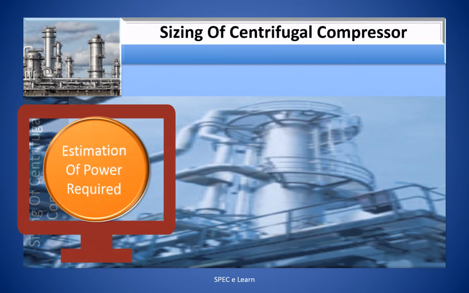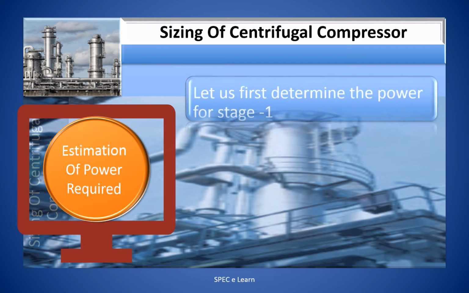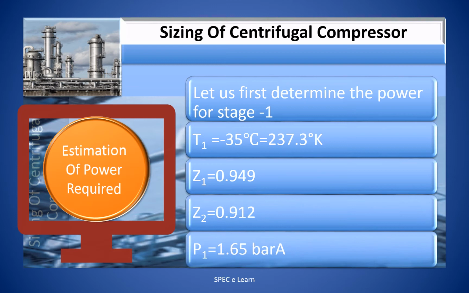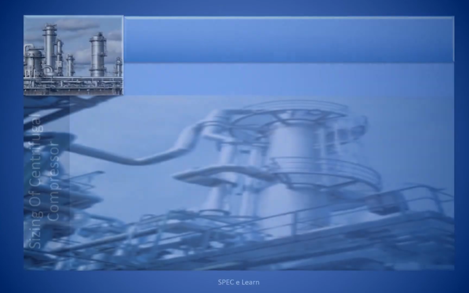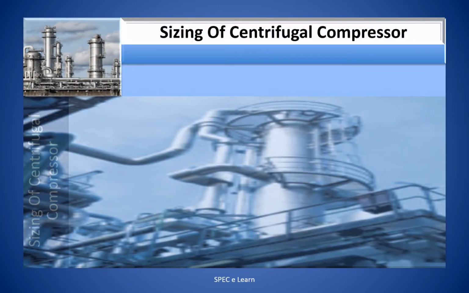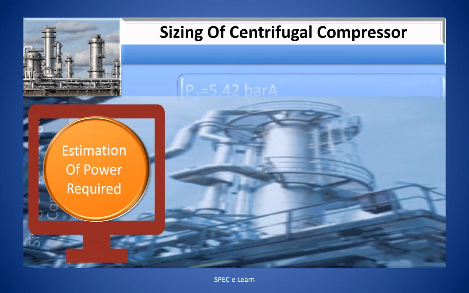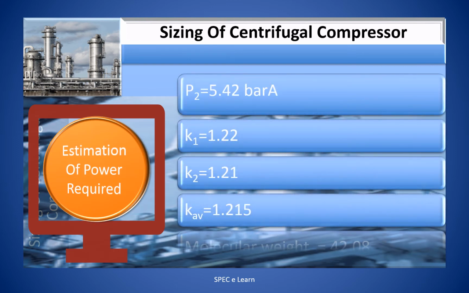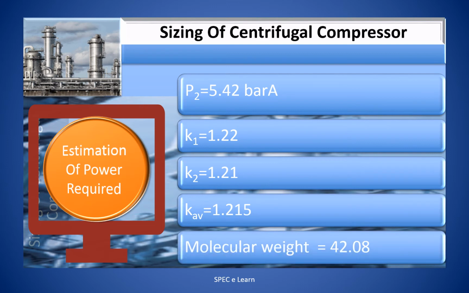Let us first determine the power required for stage 1. The stage 1 inlet temperature is minus 35 degrees centigrade. Compressibility factor Z1 is 0.949 and Z2 is 0.912. The pressure at the inlet P1 is 1.65 bar absolute. Discharge pressure P2 is 5.42 bar absolute. Ratio of specific heat at inlet K1 is 1.22. Ratio of specific heat K2 at outlet is 1.21. Specific heat ratio average K average is 1.215 and molecular weight is 42.08.